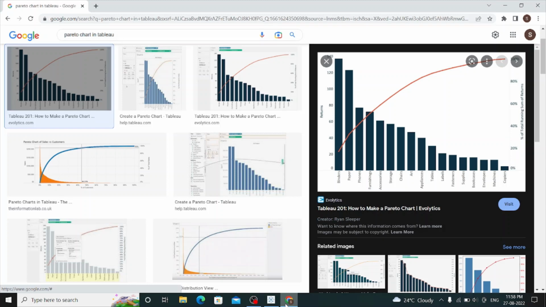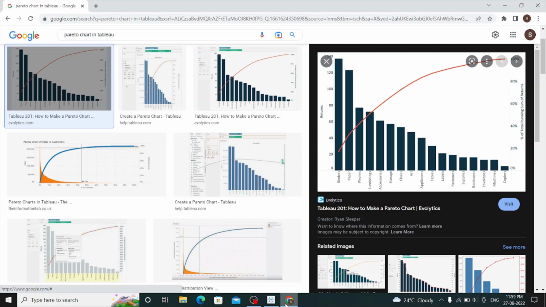A Pareto chart is named after Italian economist Vilfredo Pareto. A Pareto chart is a type of chart that contains both bars and a line graph, where individual values are represented in descending order by bars and the cumulative total is represented by the line. The purpose of this chart is to highlight the most important among a set of factors.